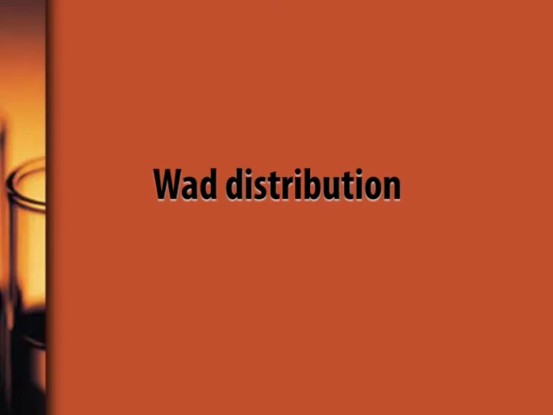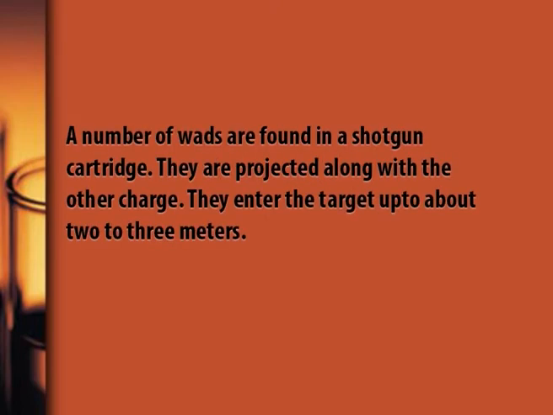Next, we will be studying wad distribution. A number of wads are found in a shotgun cartridge. They are projected along with the other charge. They enter the target up to about 2 to 3 meters. If they are not obstructed, they scatter from 5 meters to a long distance. If the distance between the victim and the wads is known, the range of fire can be determined. The majority of wads scatter over a range of 3 to 50 meters. The overshot wad was found to be the nearest, while the cushion wad goes to the farthest point.